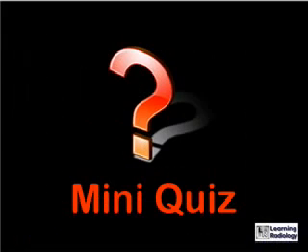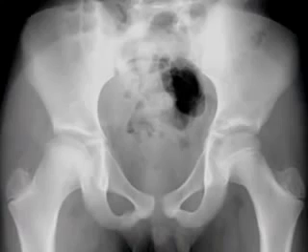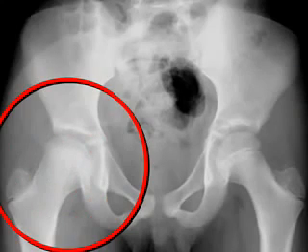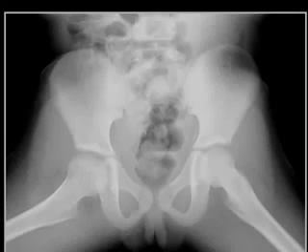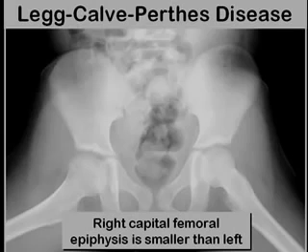So it's time for your mini quiz. This is a 9-year-old female with hip pain. Pause your computer or MP3 player to decide which of these 3 diseases you think this child has. Well, if you look carefully, you can see that the right capital femoral epiphysis is smaller than the left. There is no evidence of slip, and this is a kitty who has Legg-Calvé-Perthes disease of the right hip.